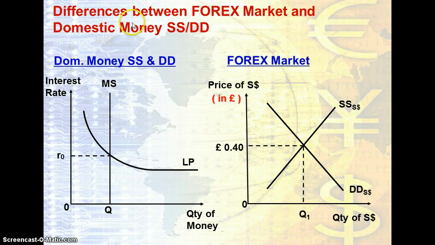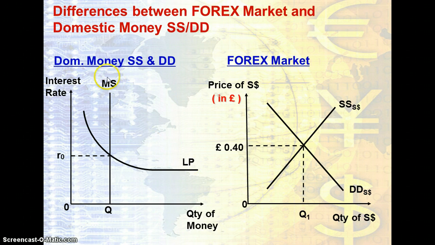Alright, the differences between the forex market and the domestic money supply and demand can be reflected using this diagram. The diagram on the left refers to the quantity of money within the economy itself. This diagram is taught under monetary policy. So you might want to spend some time to draw a diagram together while I explain it to you. In this case, the liquidity preference, which is the demand for money in the economy itself, is downward sloping at the beginning, and this is meant by the liquidity trap.